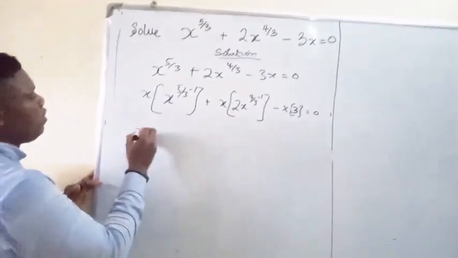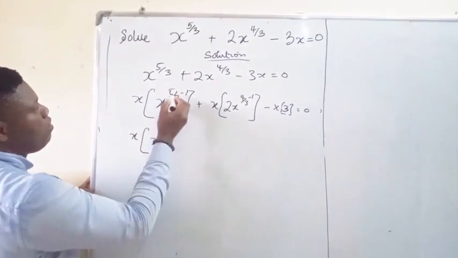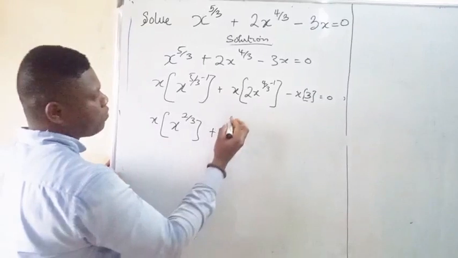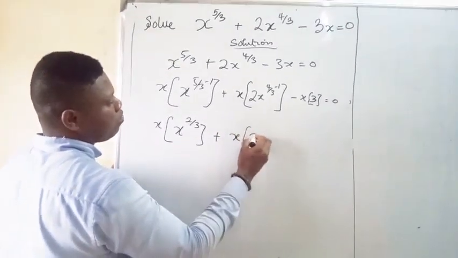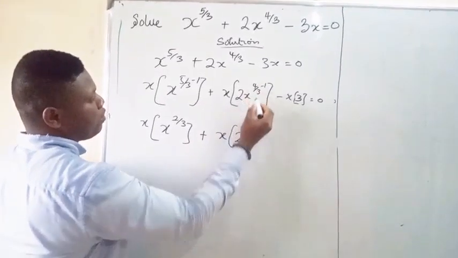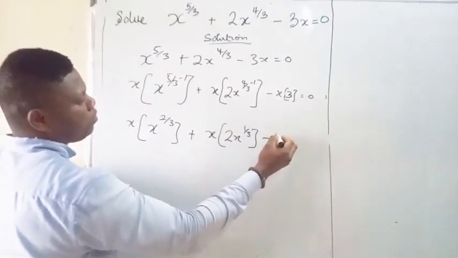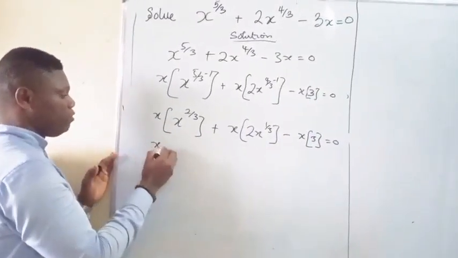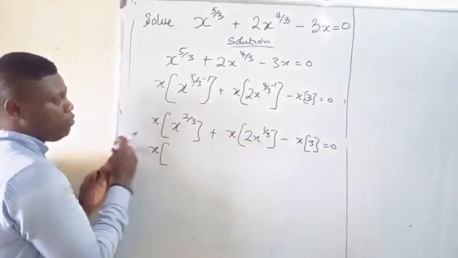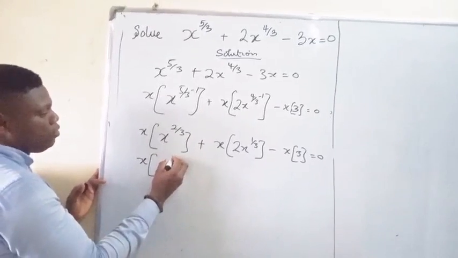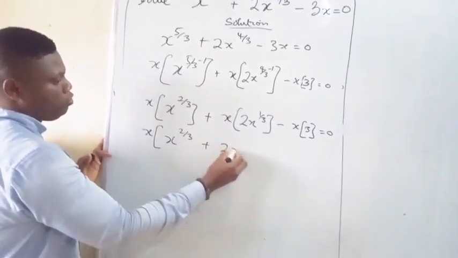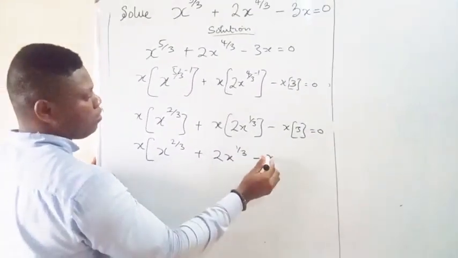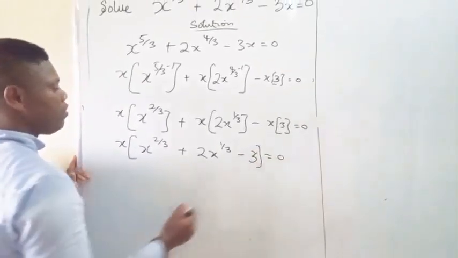So now this will be x into x, 5 minus 3 should be giving me 2 upon 3. Then plus x into 2x raised to the power of 4 minus 3 should give me 1 upon 3, minus x into 3 equals to 0. So now I can factorize everything out as x. Since x is common, then I have x raised to the power of 2 upon 3 plus 2x raised to the power of 1 upon 3 minus 3 equals to 0.